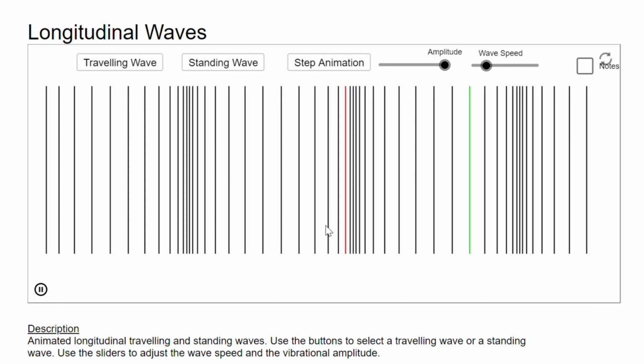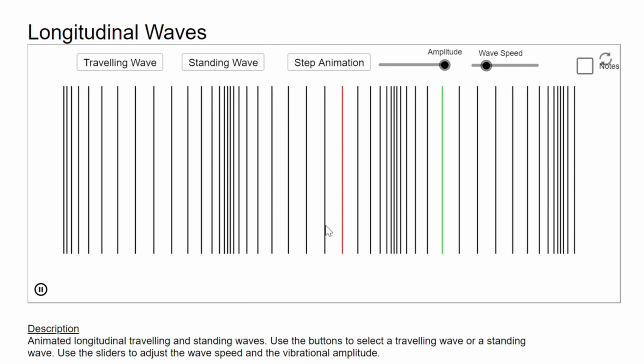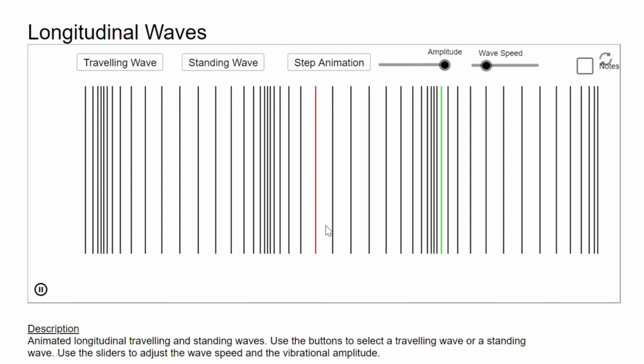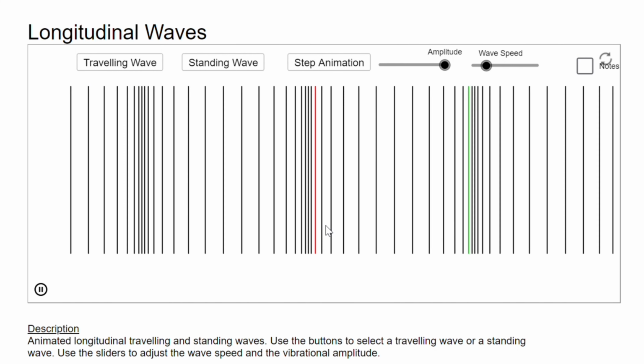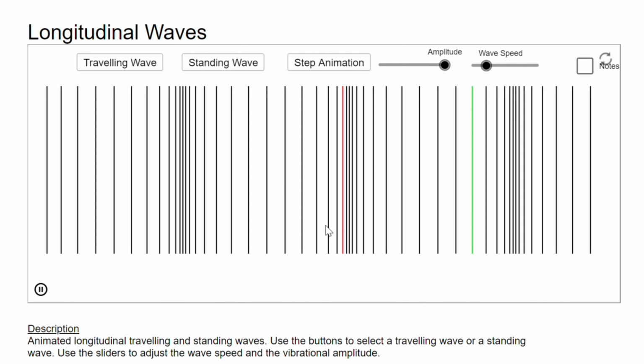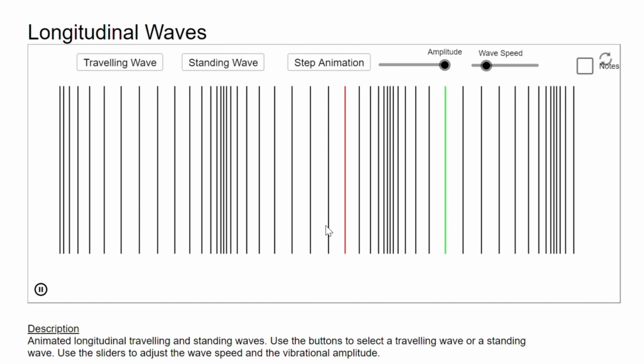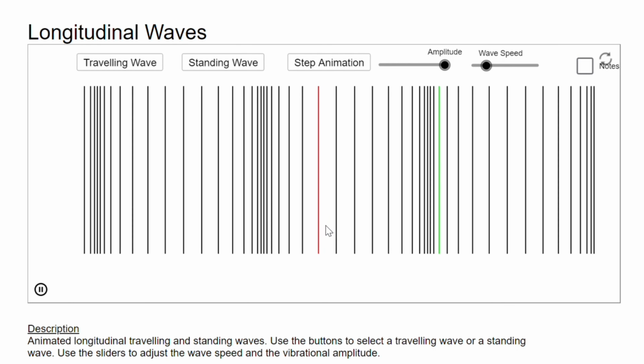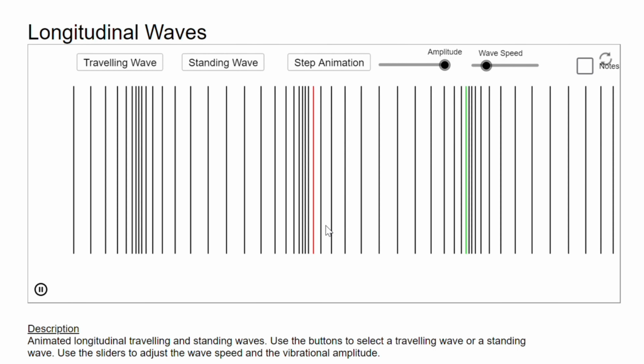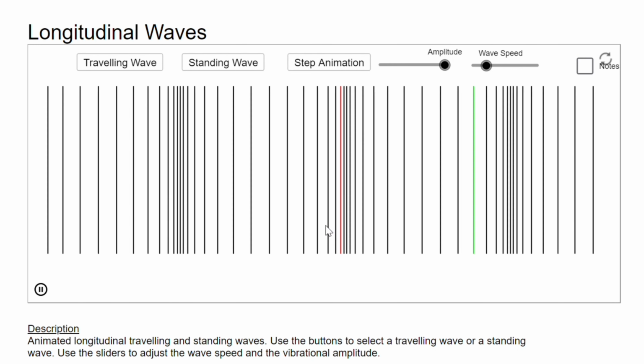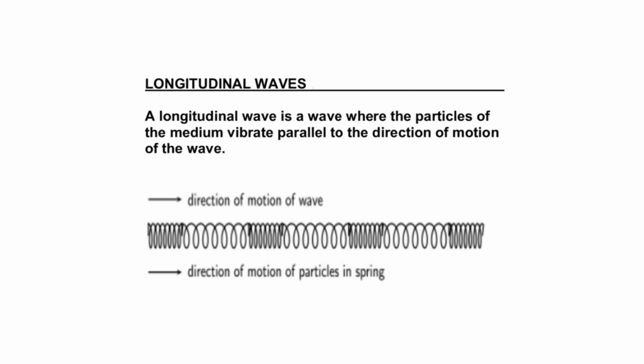It might look like that if you're not paying much attention. But if you pay attention, you can clearly see that the particles move to the east, move back to the west, east, west, as the wave propagates through the medium. So that is a longitudinal wave. By definition, a longitudinal wave is a wave where the particles of the medium vibrate parallel to the direction of motion of the wave.